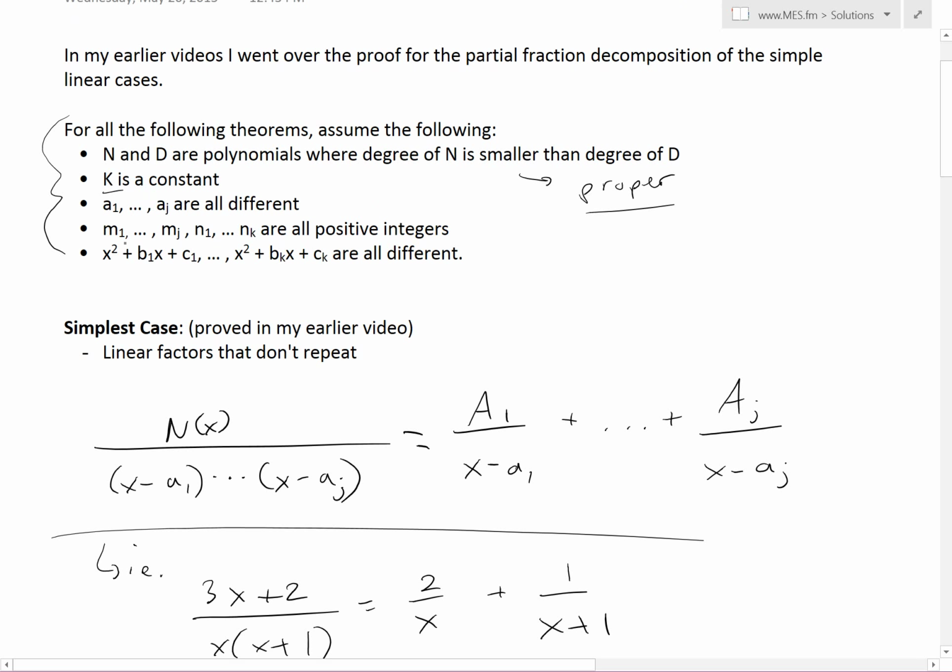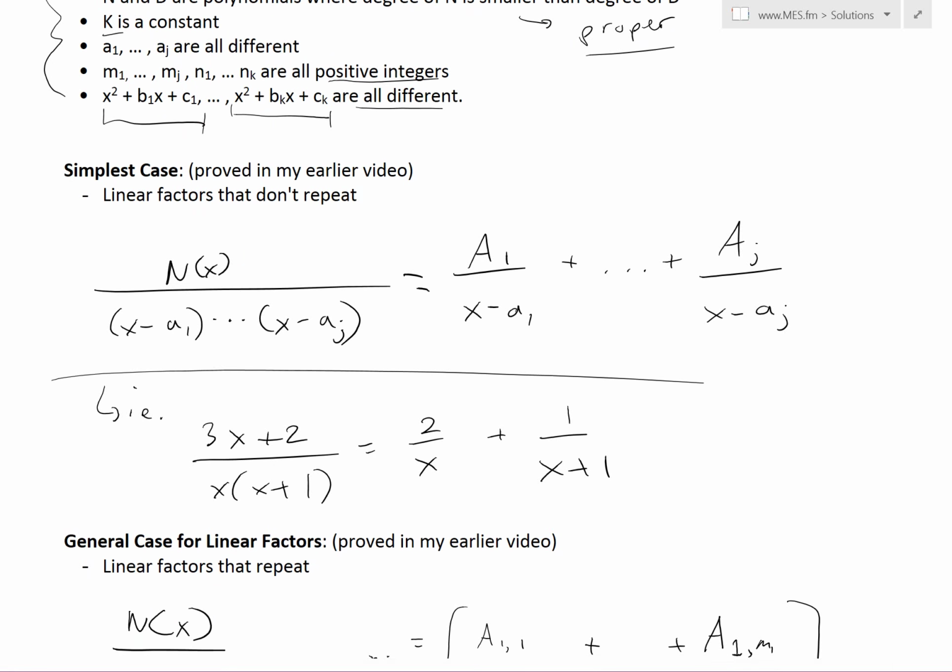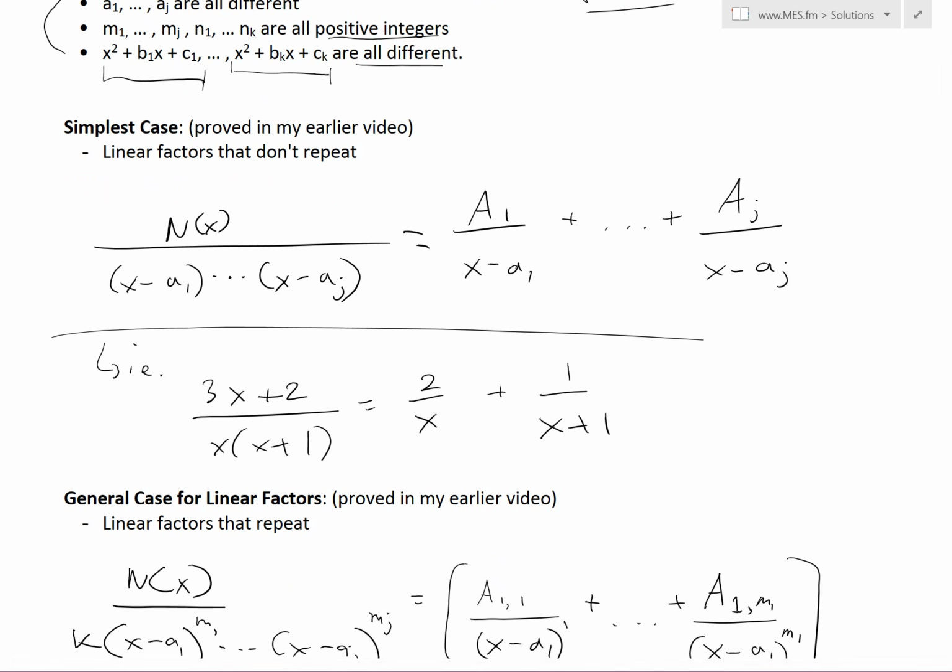And now m1 all the way to mj are just positive integers like 1, 2, 3, 4, also n1 to nk. And also right here, these terms x squared plus b1x plus c1, and then all the way to x squared plus bkx plus ck. These are all different when you look at these factors. Consider these all different.